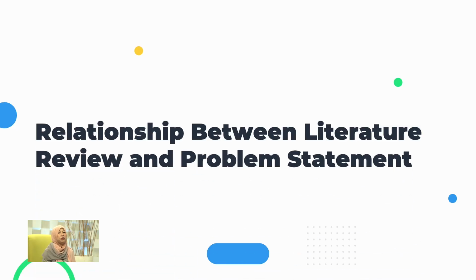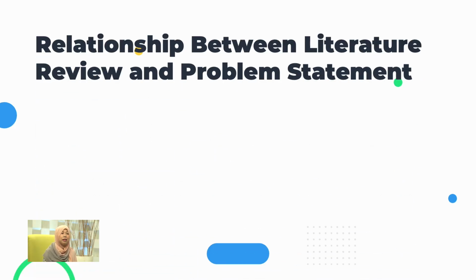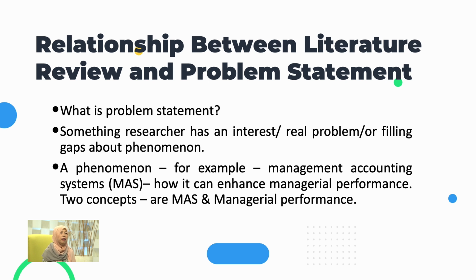Okay. So now we look at the problem statement. There is a relationship between the problem statement and the literature review. Actually, the problem statements are the dependent variable or the concept that you have defined or conceptualized earlier. So before we start with the literature, maybe we have the problem statement, or when you read the literature, then you come out with the problem statements. Okay, what is a problem statement? They said it is something the researcher has an interest to investigate or to fill the gaps in the phenomena.